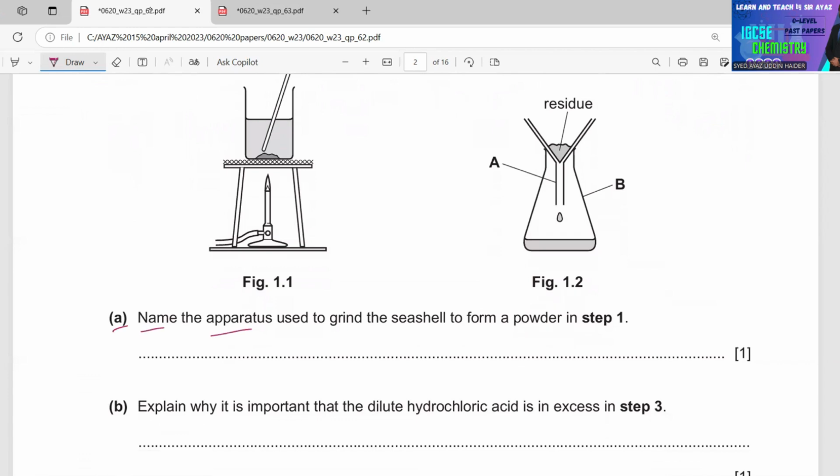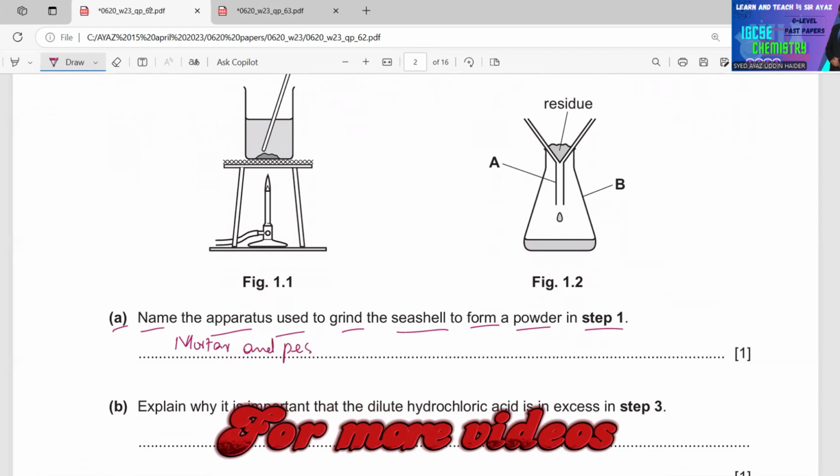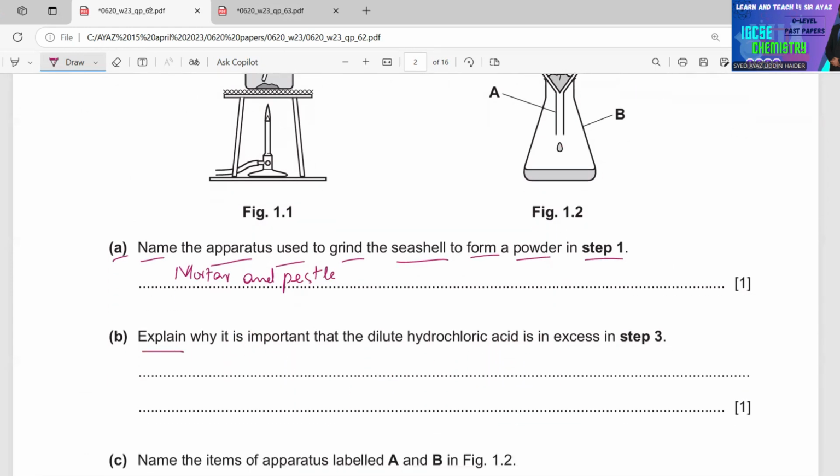Part A, name the apparatus used to grind the seashell to form a powder in step 1. We use mortar and pestle, or you can write pestle and mortar. B, why is it important that the dilute hydrochloric acid is in excess in step 3? Definitely, so that all the CaCO3 reacts or dissolves.